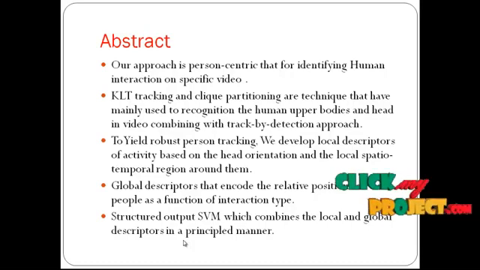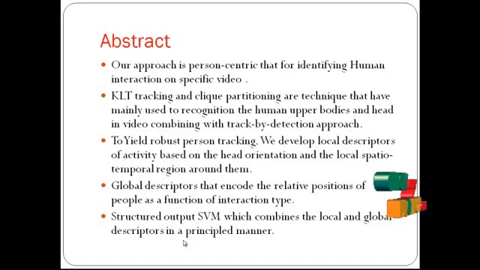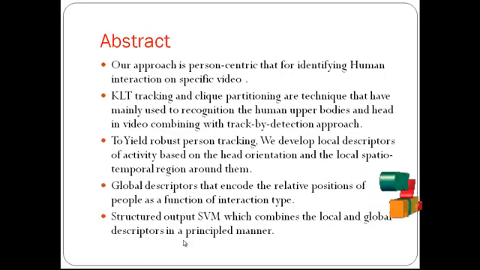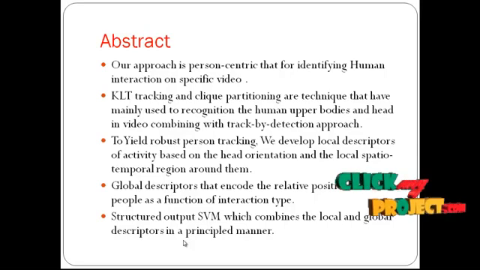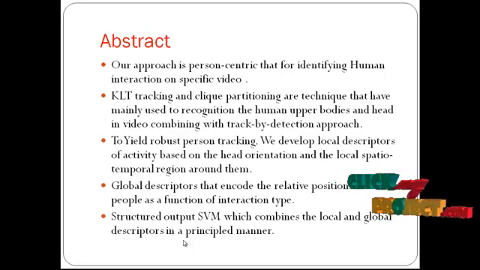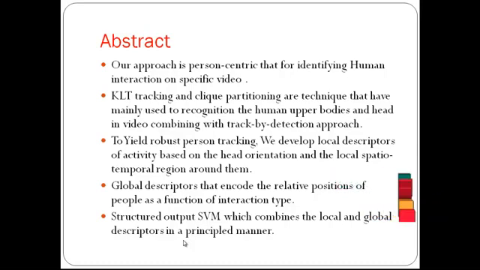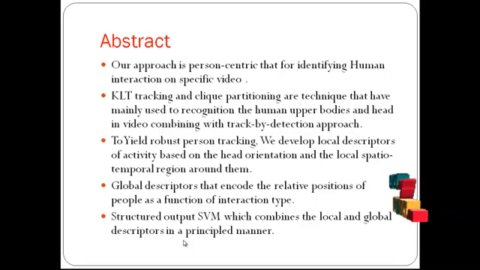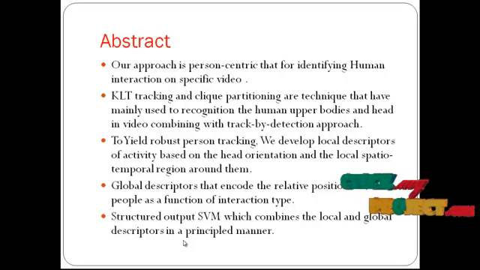The advantage of implementing the person interaction descriptor is that, depending on the camera angle, both persons are always visible in a given frame, and we are able to provide the classification of events in this instantiation. As the first stage, we track all upper bodies and heads in the videos using a tracking by detection approach. After combining the detection with KLT tracking and clique partitioning together with occlusion detection to yield robust person tracks, we develop local descriptors of activities based on head orientation and the local spatio-temporal region around them.